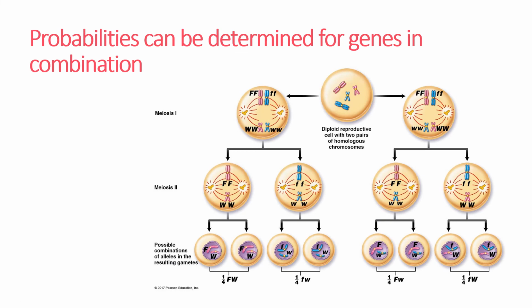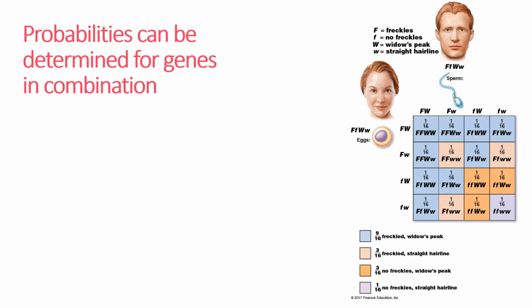Up until now, we've been talking about inheritance patterns and our ability to predict that for one gene at a time. But it is possible for us to predict inheritance patterns for multiple genes in combination. It certainly is more complex, however, if we do that.